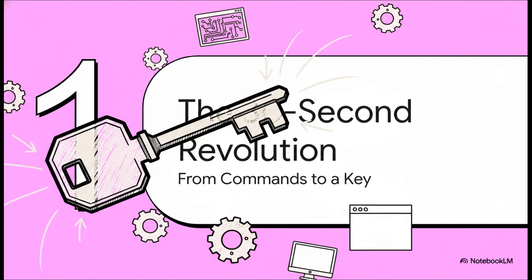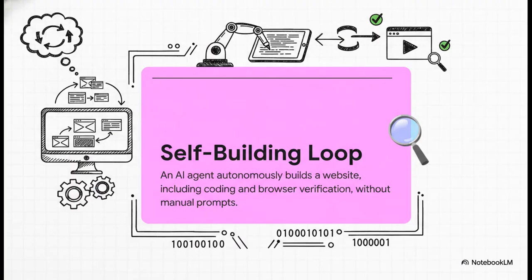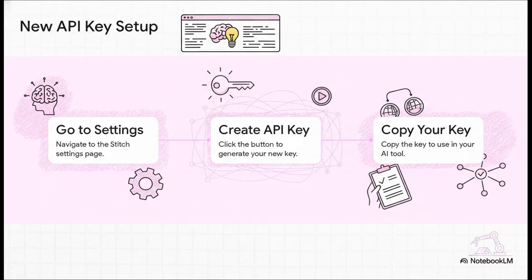We're going to start with the single most important piece of this puzzle, the simple key that unlocks this entire process. So the core of this whole thing is something Google is calling the self-building loop. And trust me, it's exactly as awesome as it sounds. The AI doesn't just spit out code. No, it designs, it codes, and then, and this is the crazy part, it actually opens a web browser to check its own work. It verifies everything, and if it's not right, it just keeps iterating, page after page, all by itself.